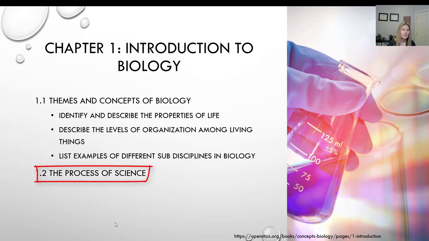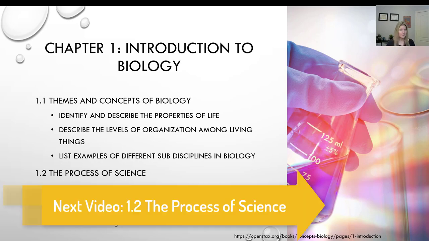So we've finished this first section, so by now you should be able to identify and describe the properties of life. You should be able to describe the levels of organization among living things. You should be able to list examples of different subdisciplines of biology. The rest of the chapter, we get into the process of science. So that will be the next video that I'm going to present.